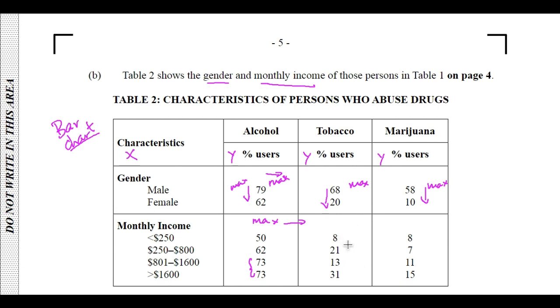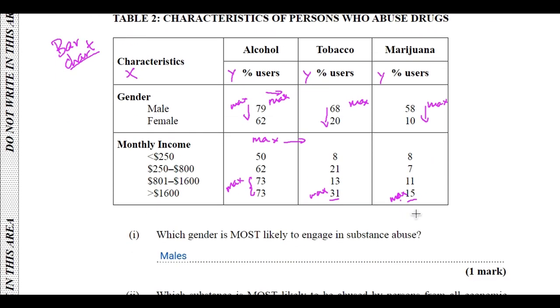Anyway, let's go to tobacco. Highest is, let me see, max here, and the maximum here is also this one, right? And I think that's about it. Yeah. If we want to look for the minimum, it will also be the lowest income for all. So let's go to the questions.